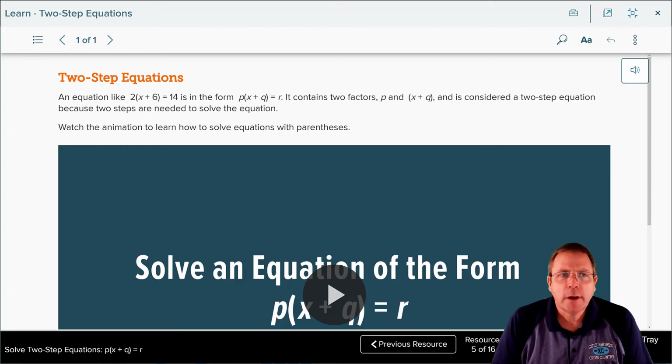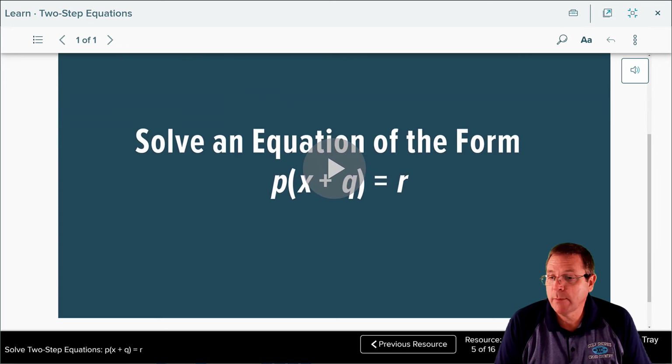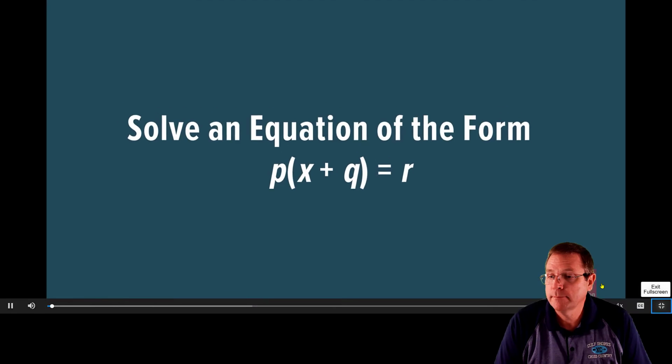An equation like 2 times the sum of x and 6 equals 14 is in the format of p times the sum of x and q is equal to r. It contains two factors. The first factor is going to be p. The second factor is going to be the sum of x and q, and it is considered to be a two-step equation because two steps are needed to solve it. Now we're going to learn how to solve these types of equations with a video.